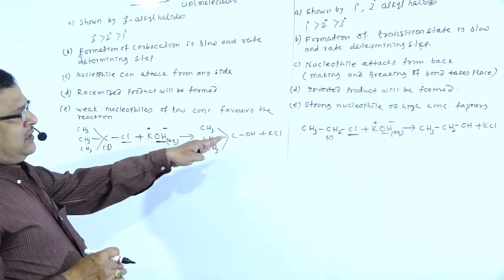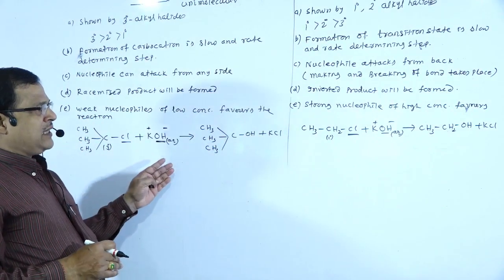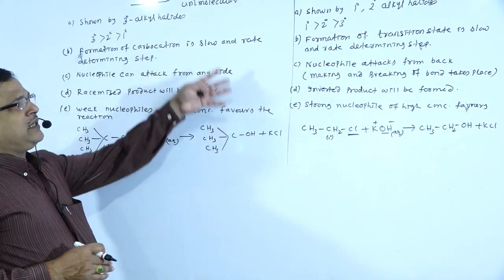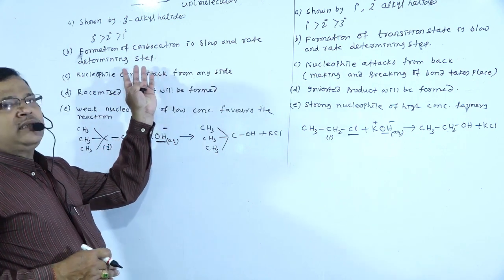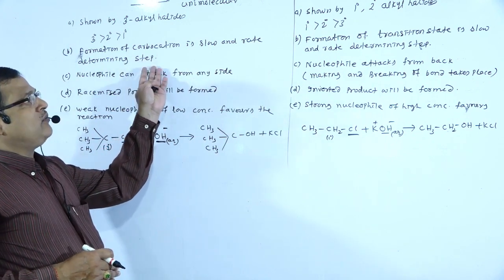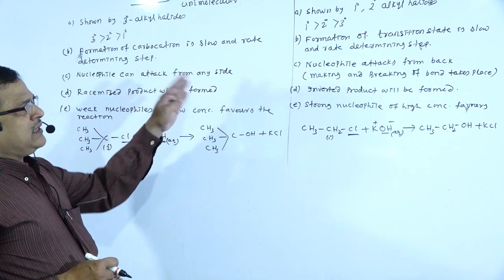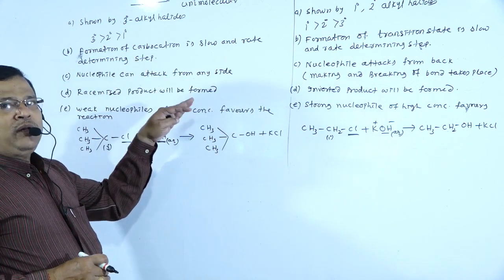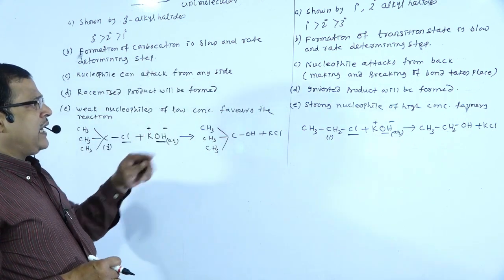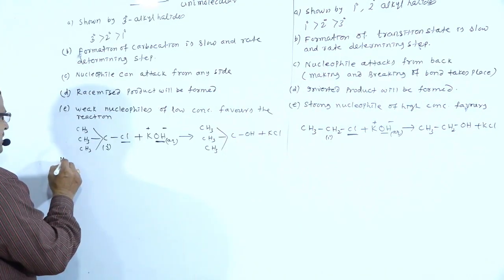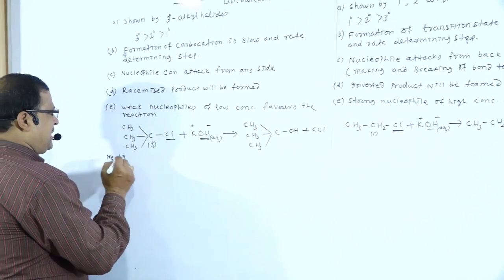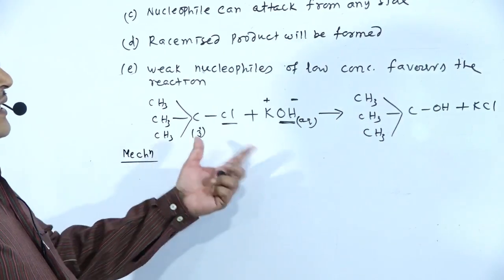Then how does this mechanism take place, and we have to explain regarding the 5 points which we have given, that is regarding the distinction between SN1 and SN2. How does that reaction take place? These are the nucleophilic substitution reactions. So regarding the mechanism, next we will explain how that reaction takes place.